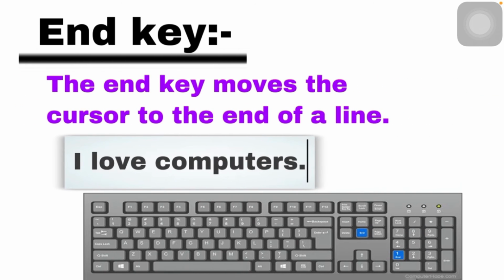Then the end key. The function of the end key is similar to the home key, but the difference is only one: when we press the home key, the cursor moves to the first of the line, but when we press the end key, the cursor moves to the end of the line. So the home key and end key are mainly used for moving the cursor to the starting of a line and to the ending of a line. Okay, so here also there are two end keys present on a keyboard.